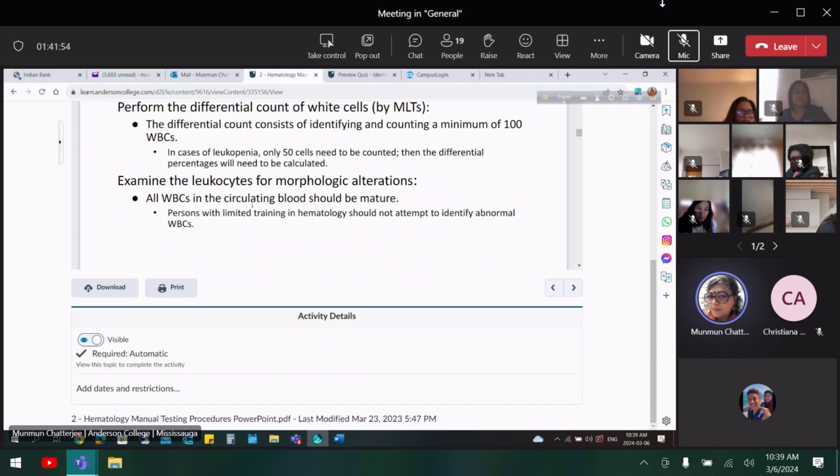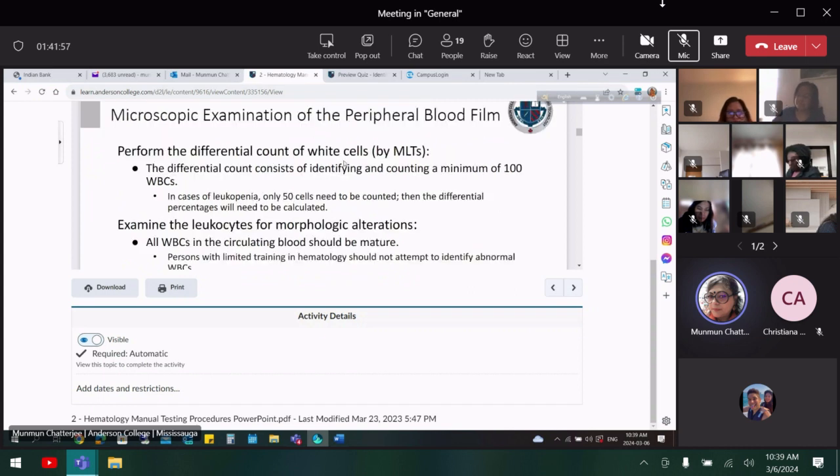Perform the differential count of white cells. Differential count means we count the different types of cells. What are the different kinds of white blood cells? Neutrophils, most commonly. Basophils. Eosinophils. Lymphocytes and monocytes. Okay. So we count each one, how many are there? That is called the differential count. In cases of leukopenia, only 50 cells need to be counted, and the differential percentage will need to be calculated.